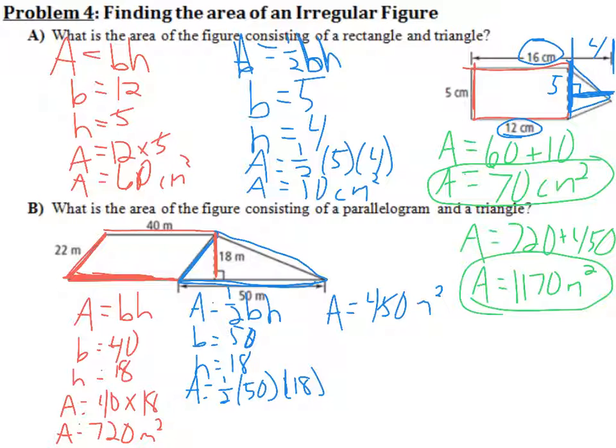For the area of a triangle, my base is 50, my height is 18. 1/2 times 50 times 18 gives me 450 square meters. Once I have those two, I add them together to get my area of 1170 square meters.